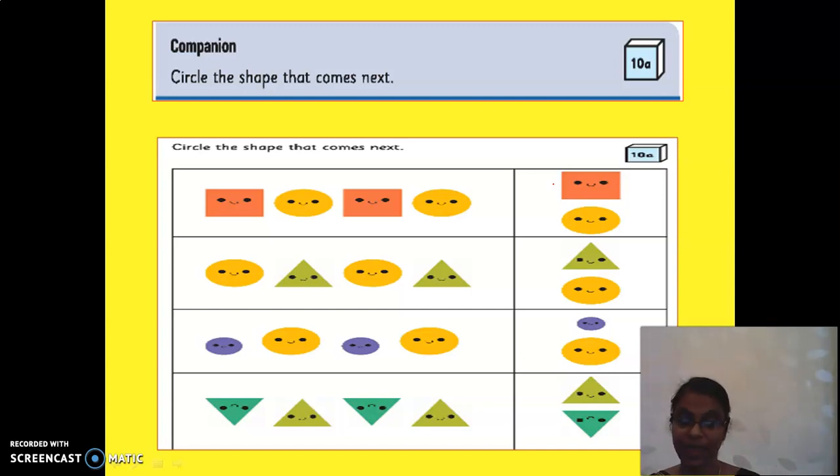This home fun activity is related to the growing pattern. Here you are going to circle the next coming shape. Am I right? Will you be able to complete it? It will take only a fraction of a second to complete this activity. Okay.